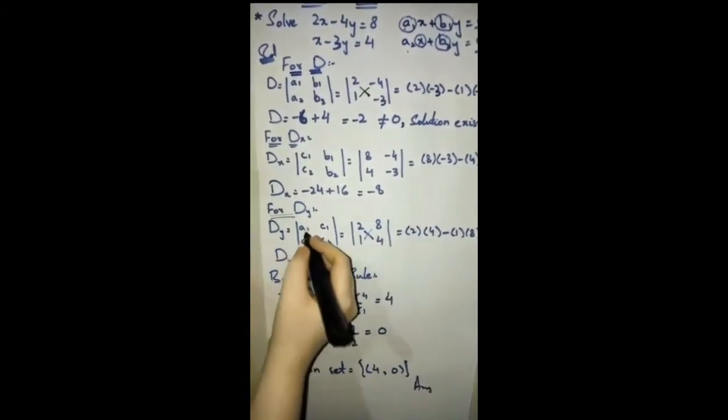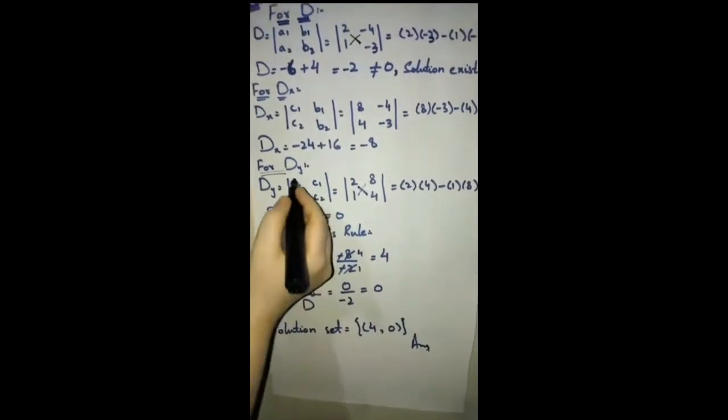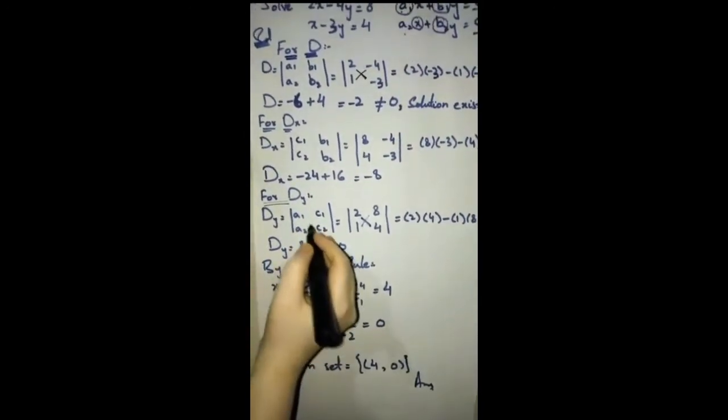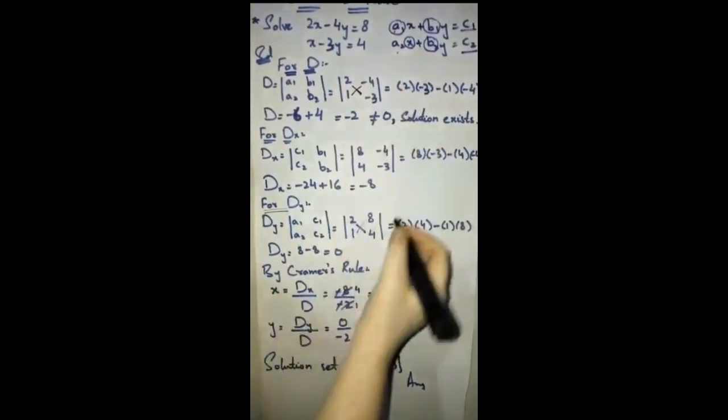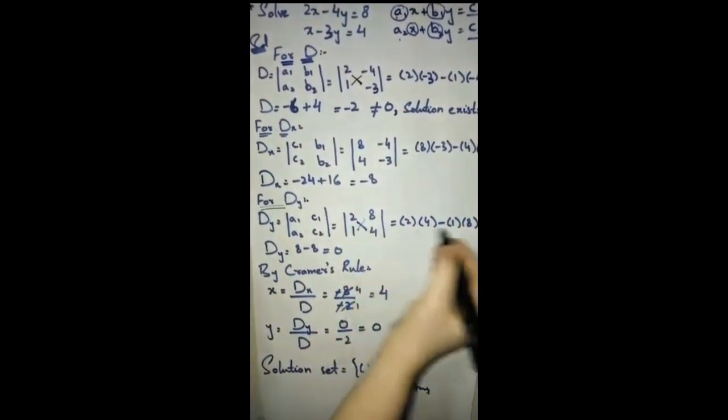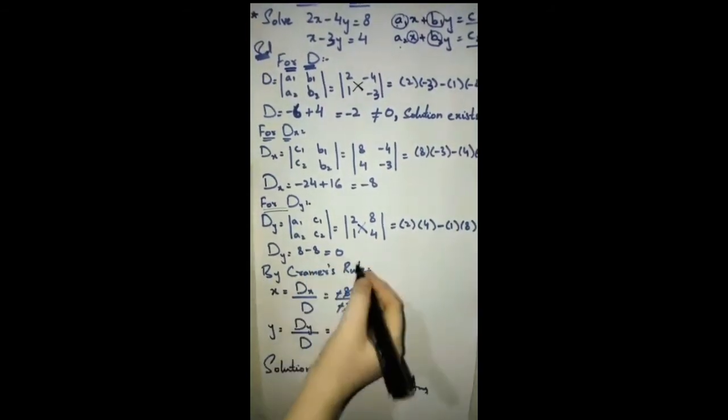Dy equals the determinant of a1, a2, c1, c2. The values of a1, a2 are 2, 1, and c1, c2 are 8, 4. 2 multiplied by 4 minus 8 multiplied by 1. 8 minus 8 equals 0.